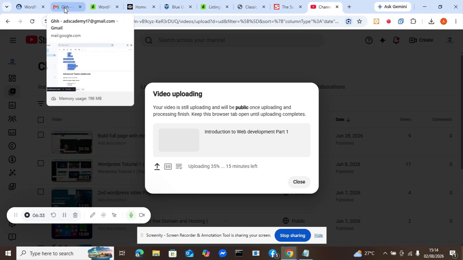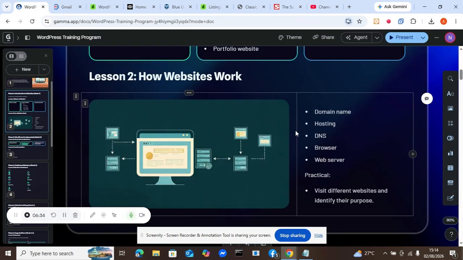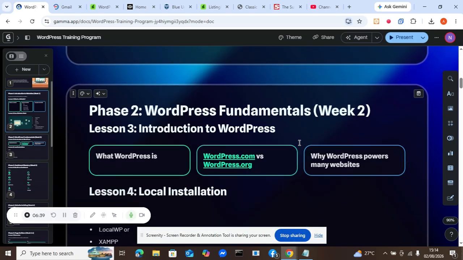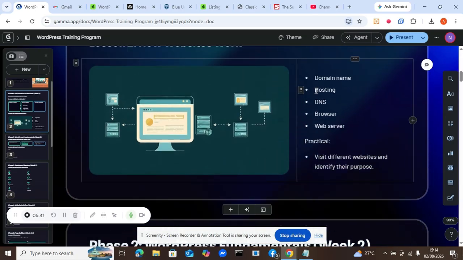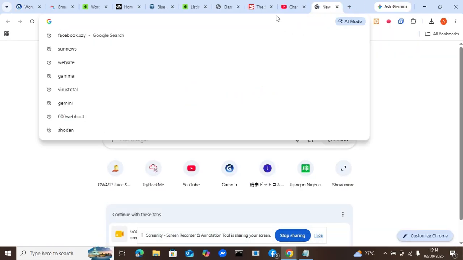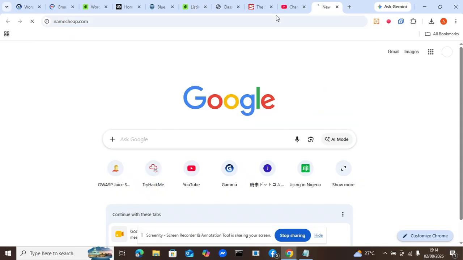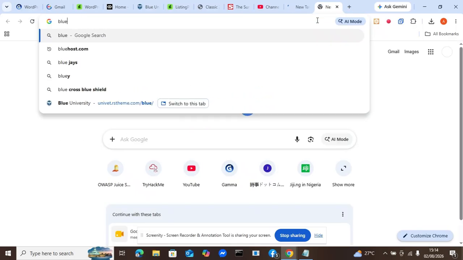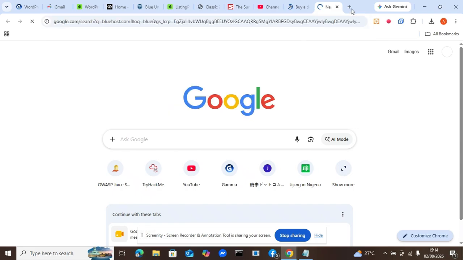Now let's talk about some of the web servers that we have. We have Namecheap, namecheap.com, we have bluehost.com, and then we have some in Nigeria, like WooCohost.com.